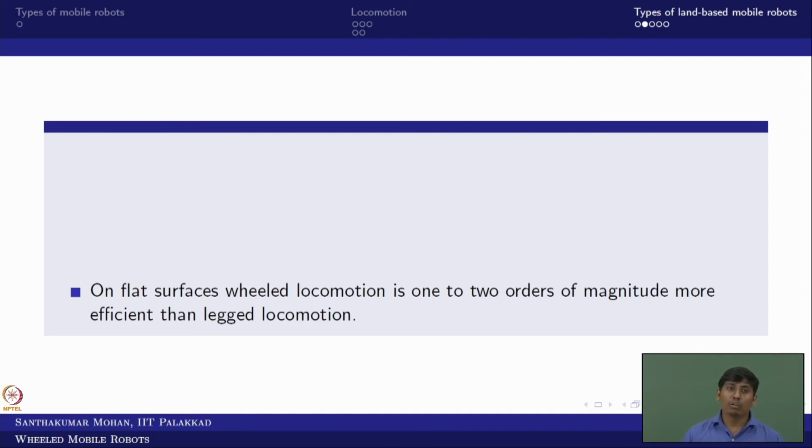So on a flat surface, wheeled locomotion is one of the best, or you can say the only best. Why? It is 2 or 3 orders of magnitude more efficient than the other two locomotion types, legged and tracked. Even tracked can be brought in, but compared to legged locomotion, wheeled locomotion is at least 2 to 3 times higher in order of magnitude.